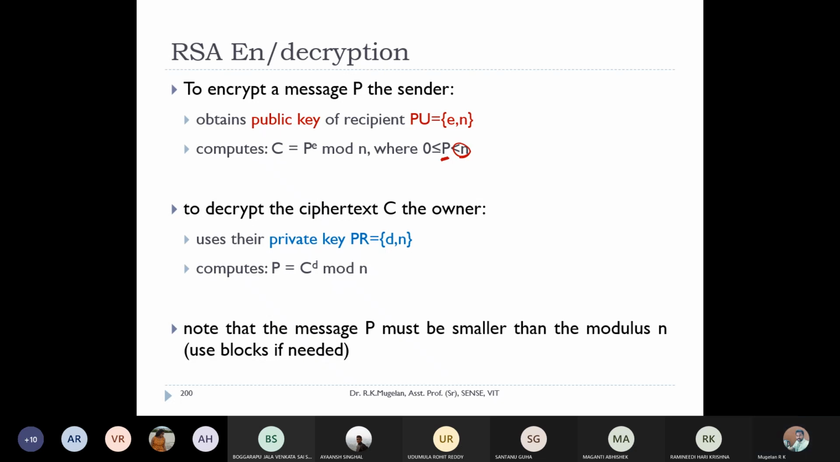Message p must be smaller than modulus n. For example, assume a plain text comes in 6 digits, but your value of n is only 3 digits. As we are speaking of integers, just break them into 2 blocks, each block having 3 digits, and you can perform the encryption.